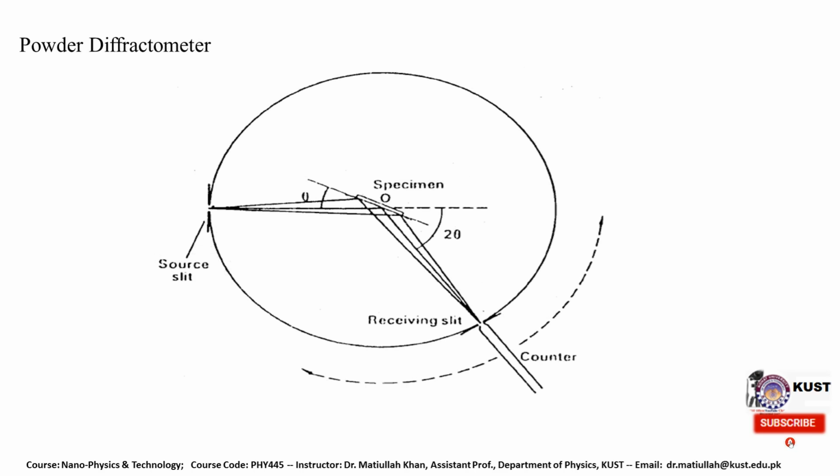We have different methods for diffraction, just like the powder diffractometer, where we need a powder sample for the diffraction. This is a simple method where we have a source of X-rays, and the specimen is rotated at different angles and the diffracted beam is collected at the counter.